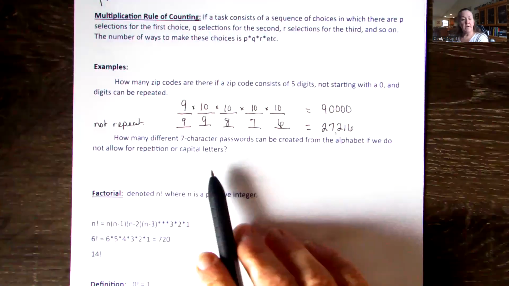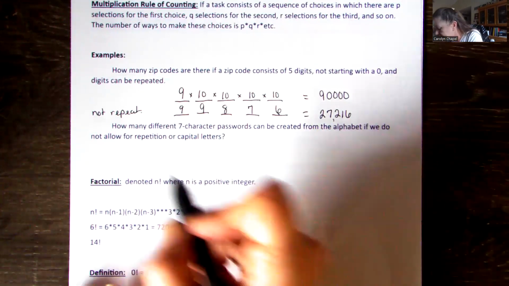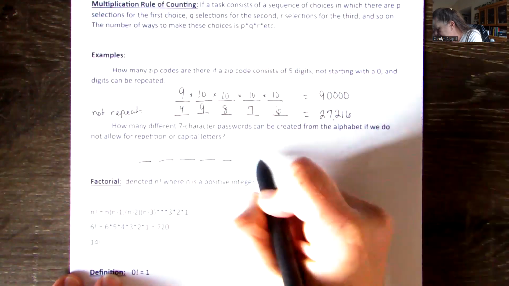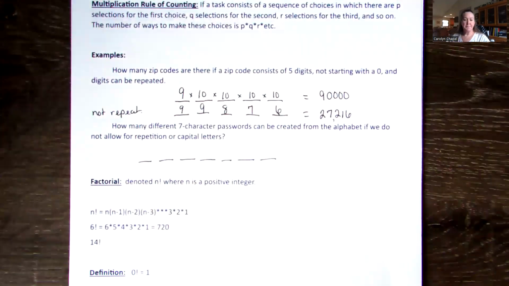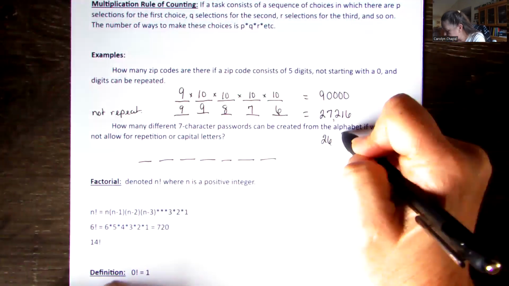All right, let's do one more here. We have a 7-character password that can be created from the alphabet if we don't allow for repetition or capital letters. So we have 7 characters: 1, 2, 3, 4, 5, 6, 7. And here you have to remember that there are 26 letters in the alphabet.